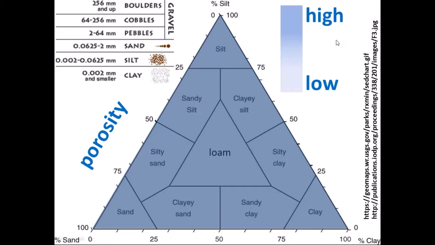With respect to the porosity of these sediments, we're talking about loose sediment. Dark blue is high porosity and white is relatively low porosity. You can see that every sediment type has a high porosity. Each one of those sediment types has a lot of open space in between those sediment particles that can store water.